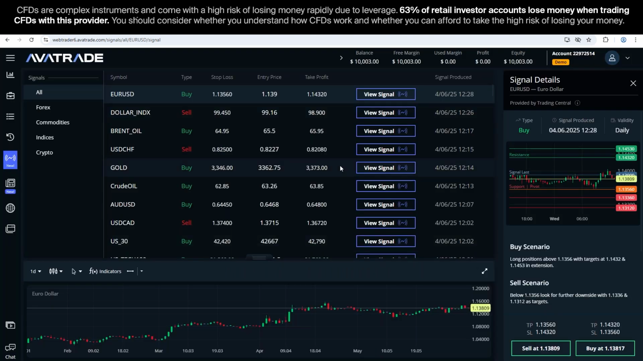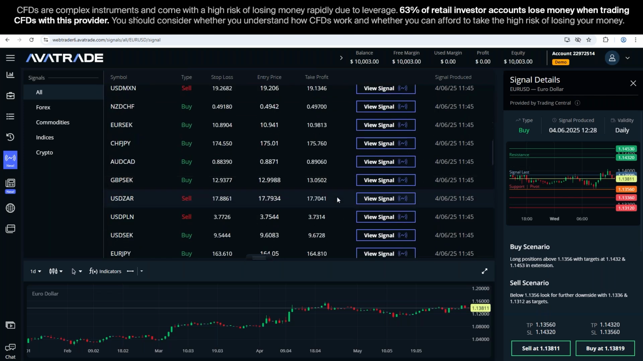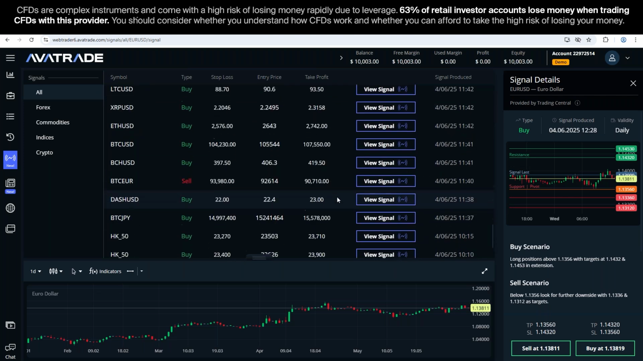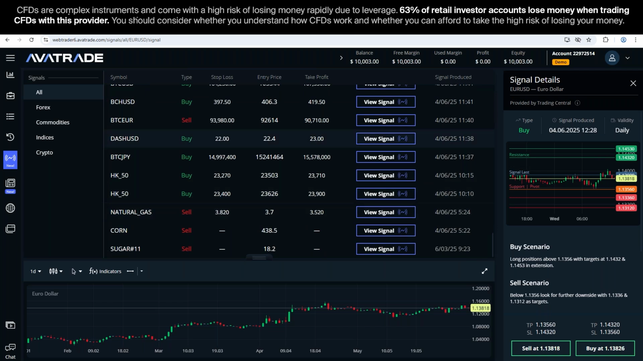And now we're going to have another example real quick. We're going to click on something that is not valid anymore. So I'm scrolling down. All seems fine. As you can see, corn here has a signal that is very old, right? As you can see, it's 5 in the morning. So if I look in here, it seems like the stop loss and take profit are not here. It's a blank value. How so?